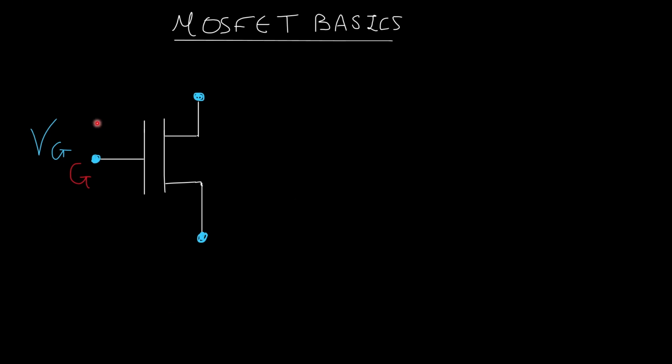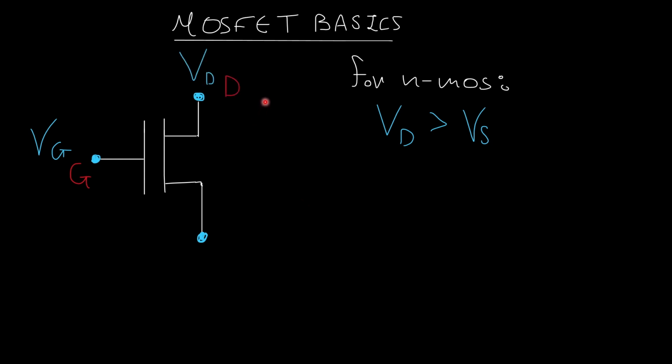First and foremost, we have the gate, which is this terminal over here in this device. And these other two terminals are what we call symmetrical because they are interchangeable. These terminals are called the drain and the source, and we differentiate between them for the nMOS device. When the drain is higher than the source, this is going to translate to this.